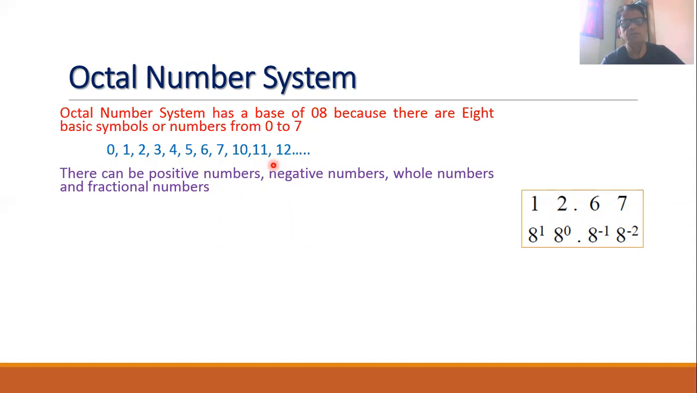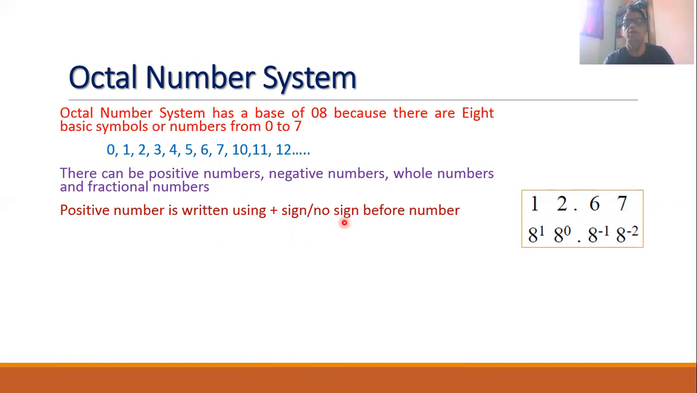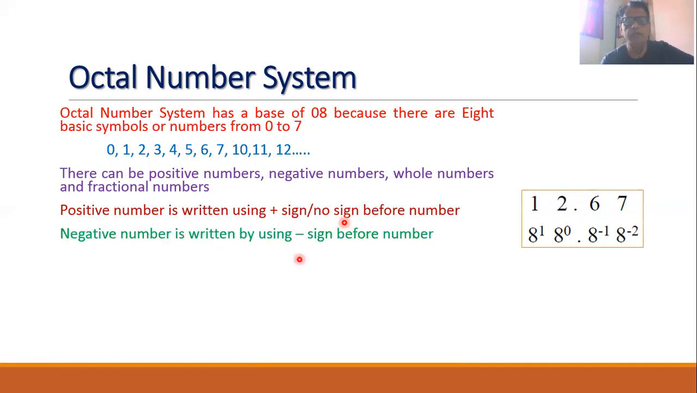In octal number system also, numbers can be positive, negative, whole numbers, and fractional numbers. Whenever we do not have any sign before the number, then that number is being treated as a positive octal number. If we write any sign such as negation symbol, then that number is being treated as a negative octal number. Whenever we write a fractional octal number, then that is to be written by using the octal point.